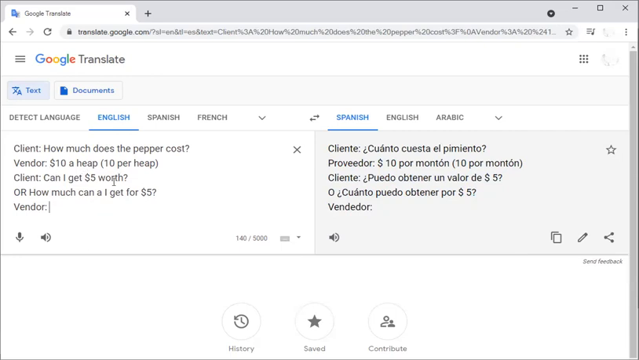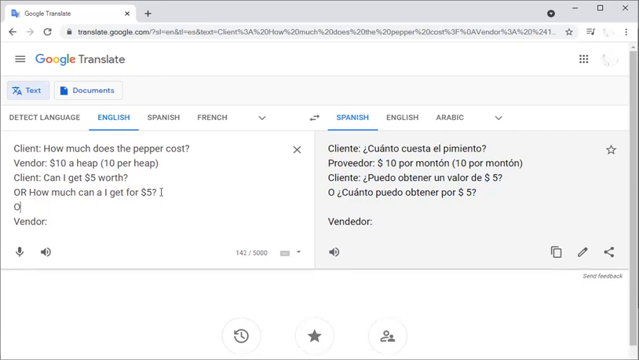All right, so can I get $5 worth? Or if you want to be really short, so when they tell you, cuando le dice $10 a heap, if you want to be really short, you can say, and for $5? Okay, and then the vendor might say, okay, so the vendor might be Barbara, and Barbara would say, well, there are 10 peppers per heap.